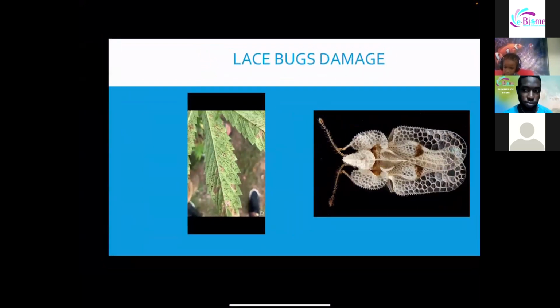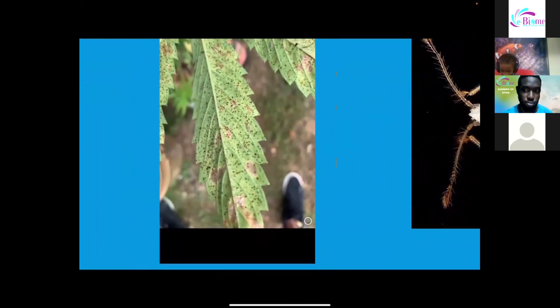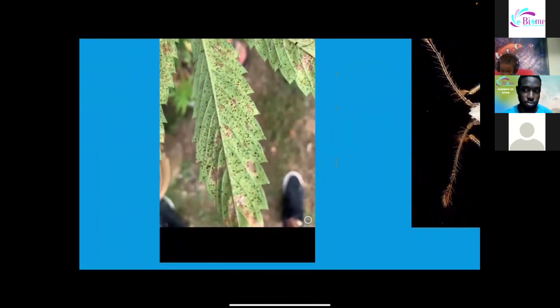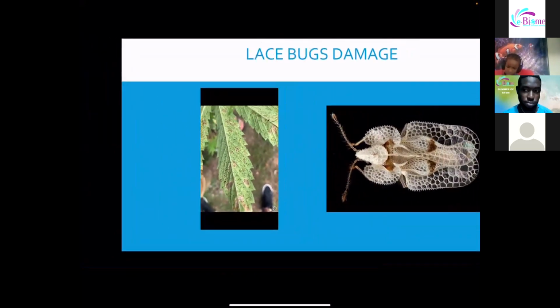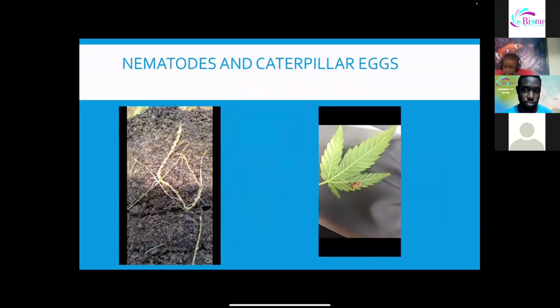These are lace bugs, and you can see they feed on the bottom part of the leaves, and they leave these little blotches and dark spots on the leaves. Why don't you put the plants in a greenhouse then so no bugs can get in? We do. We have plants in greenhouses, we have them in nurseries, and we have them on the farm.